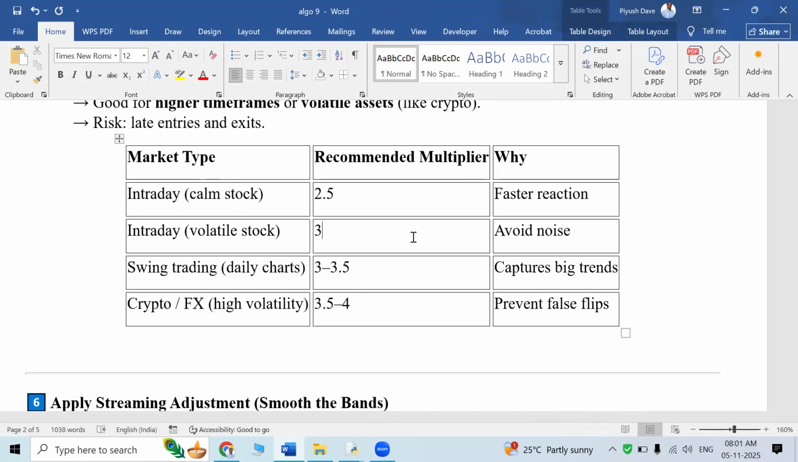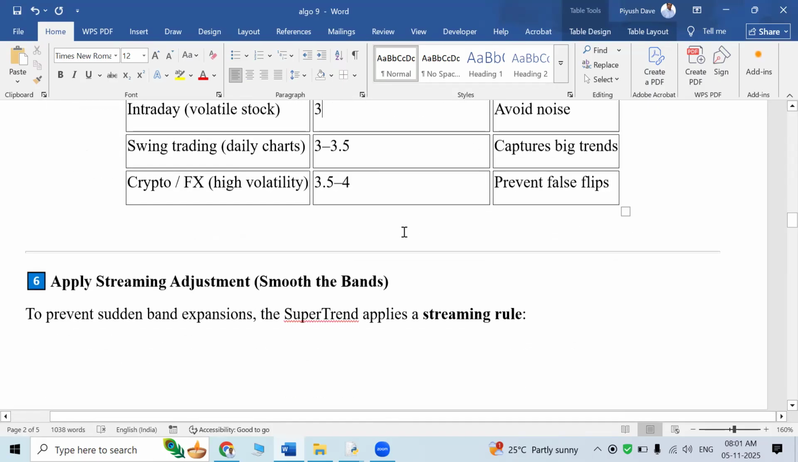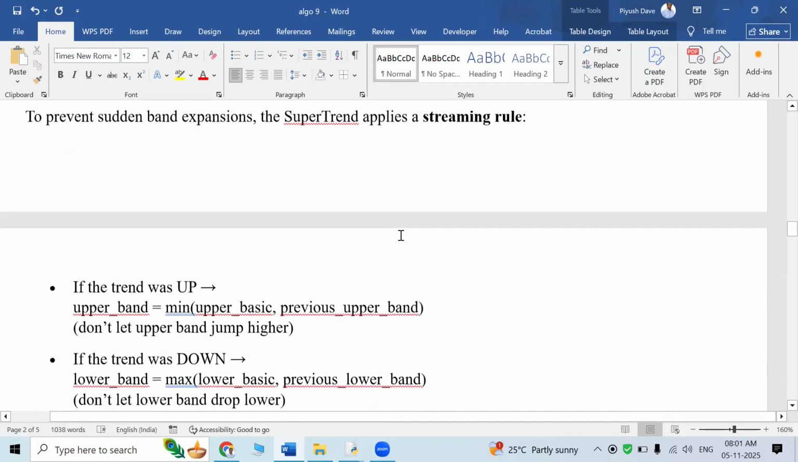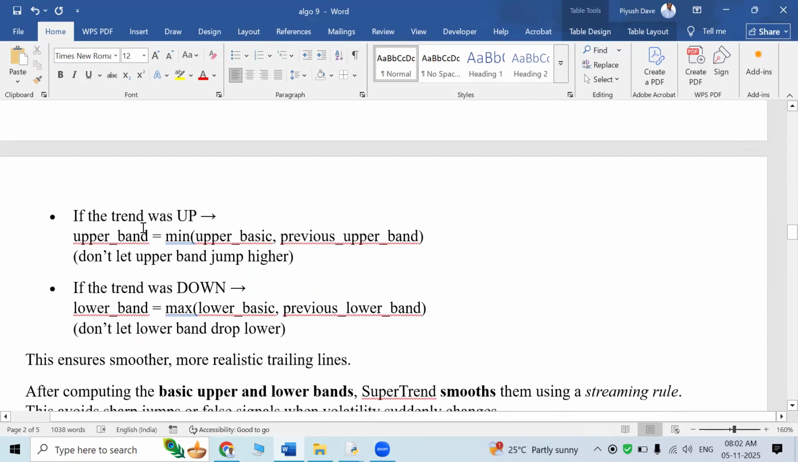For a swing trade, for a crypto market, we can keep the multiplier changing based on the requirement. So basically the 3 works well with the algo and it avoids noise also. So that's why the multiplier which has been taken over here is 3. Okay. Now when the trend is up, now this is a core logic.